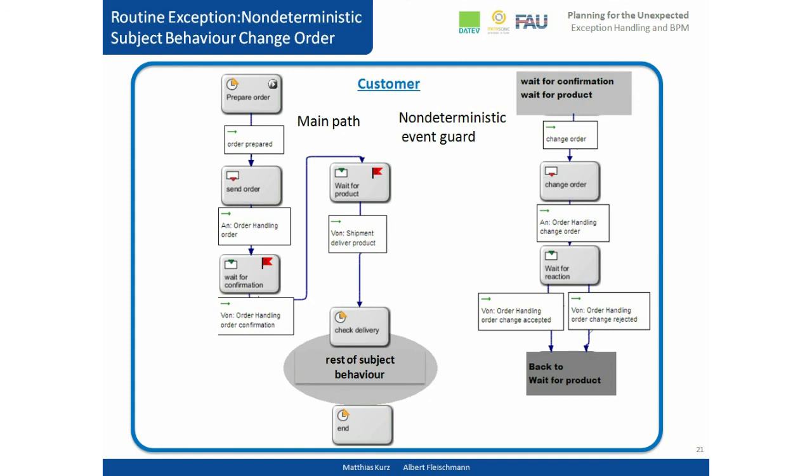And if the answer from order handling is order change rejected, then the customer also continues in the state wait for product. Because clear, now he knows I will get the old order. The only difference is if the customer decides here to change the order, then it continues the process here, not here. In spite here, the process has been interrupted. It's not continued here, it's continued here because order change accepted is considered as an order confirmation. It's the same.